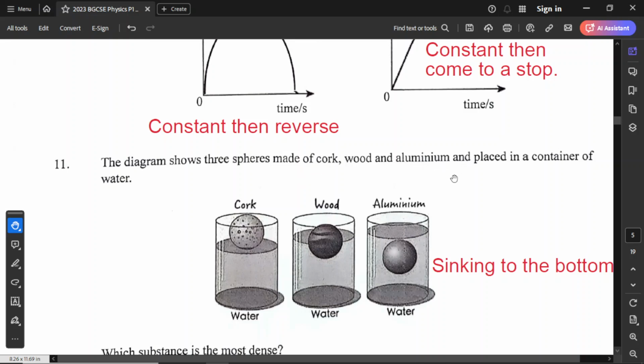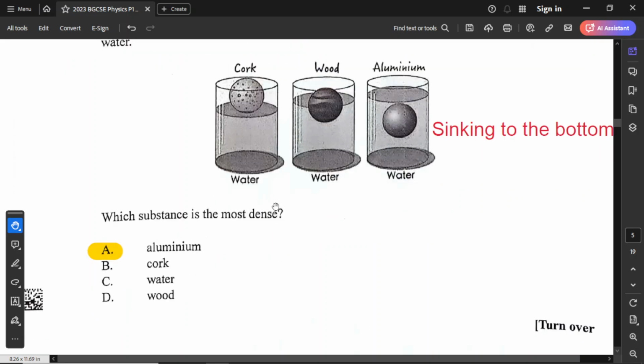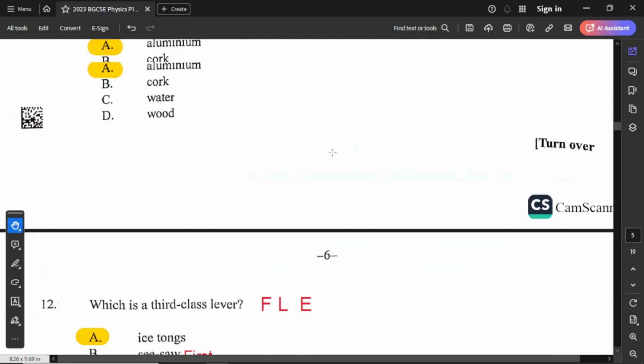All right, for question number 11, this diagram shows 3 spheres made of cork, wood, and aluminum, placed in containers of water. Which substance is the most dense out of the 3 materials? Just to make note, this will be aluminum. Aluminum is the one that is actually sinking to the bottom. The diagram should show the aluminum at the bottom, because otherwise water could be the answer. But it is going down to the bottom based on this diagram, so A is the correct answer for that one.